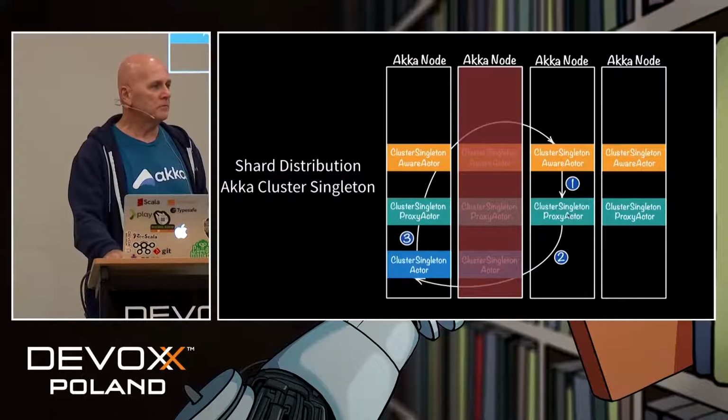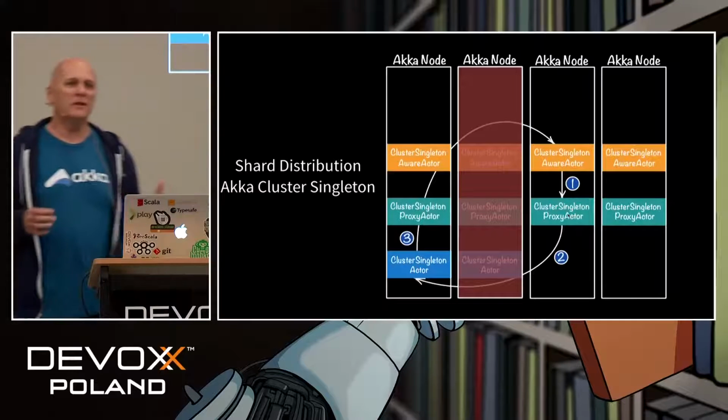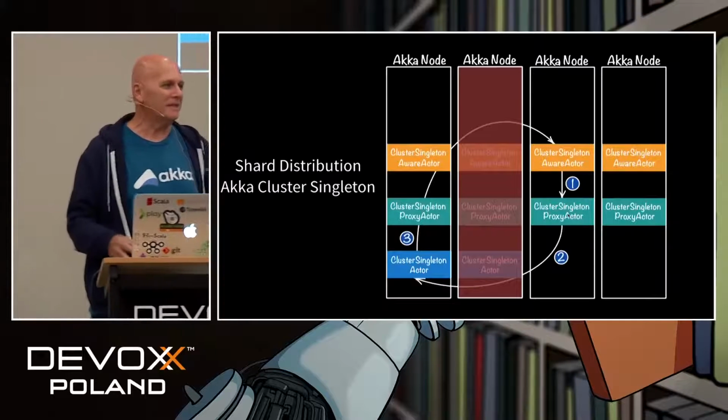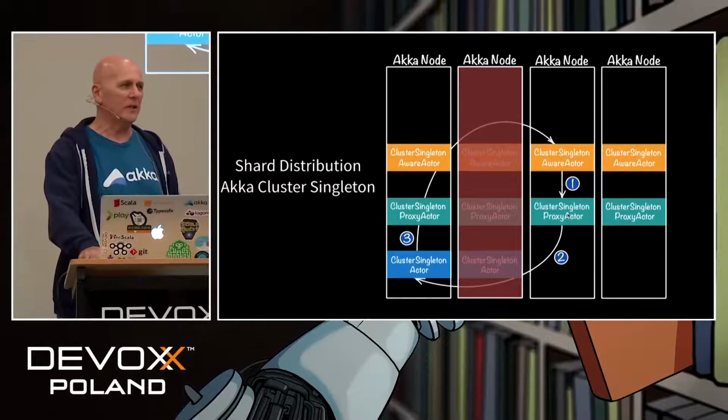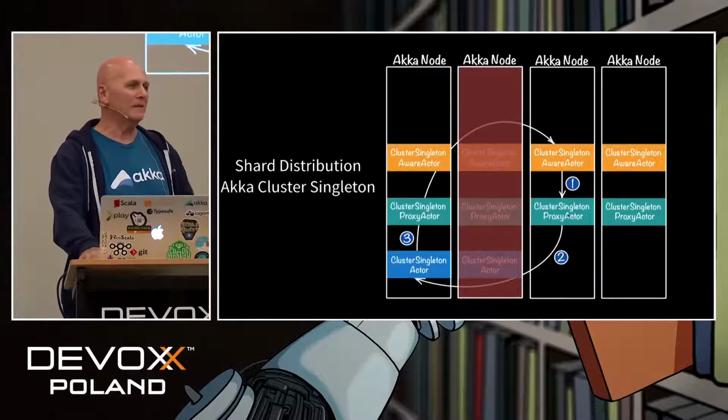Someone asks: what if it doesn't die, but there's a network partition? Network partition is a whole other thing. I'll probably have to talk later about split brain and split brain resolution. Good question, but it's a whole other topic.